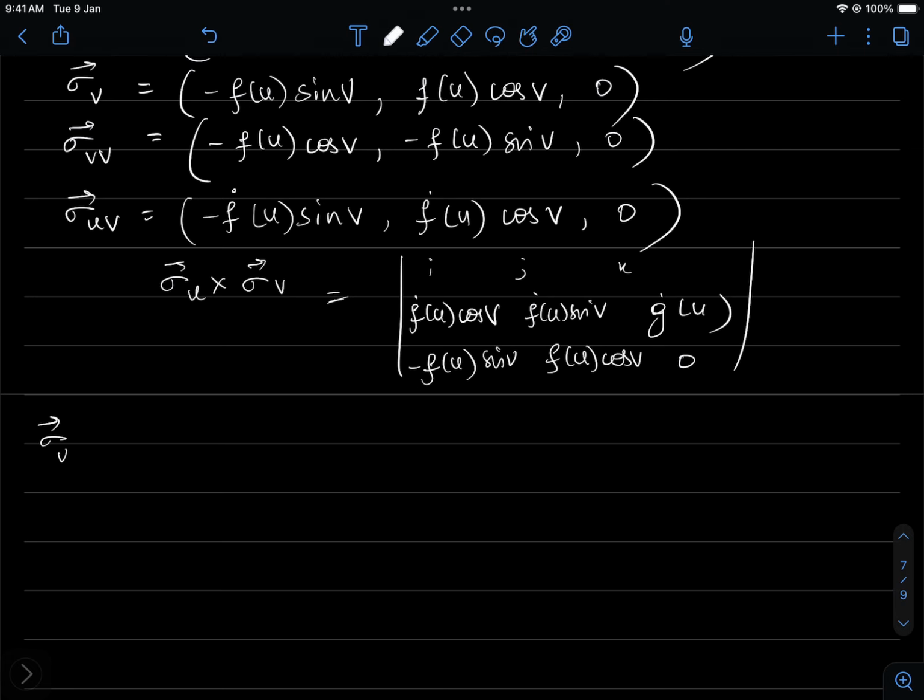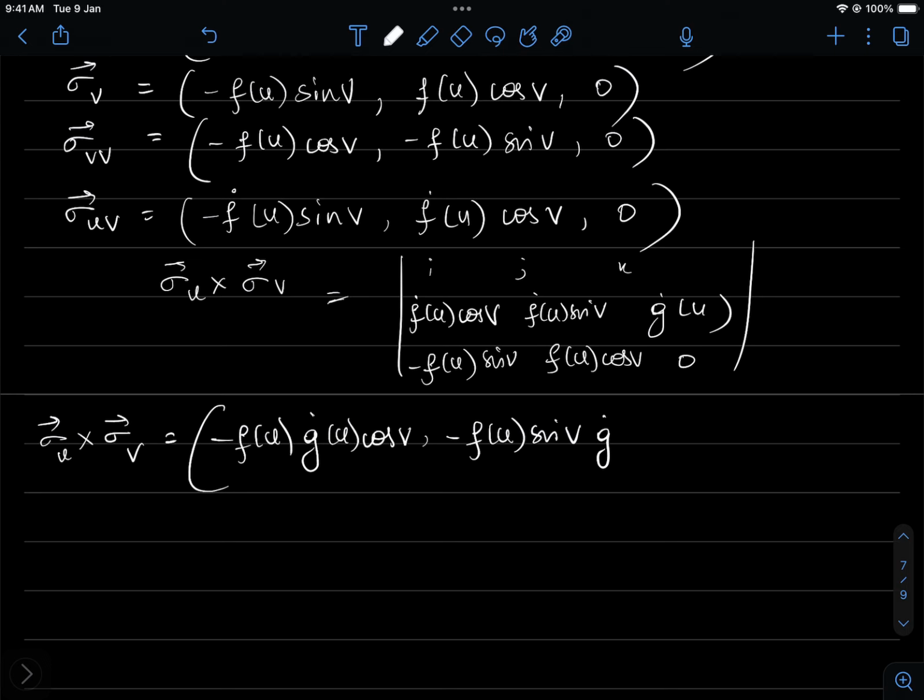So what is sigma u cross sigma v? The first component is minus f of u g dot u cos v. What is the second component? You get minus f of u sin v g dot u. The final component is f of u f dot u. So this is sigma u cross sigma v.